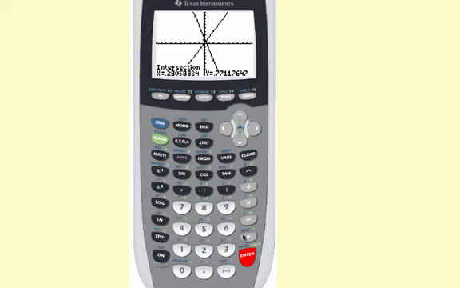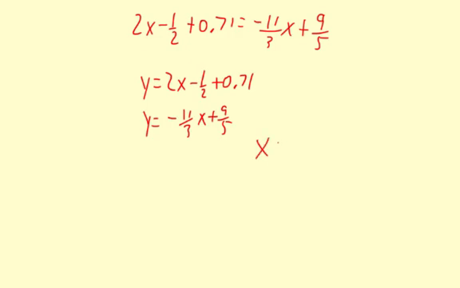So there's no clean decimal answer here. We're going to have to round, and that's okay, because what we're doing here is we're just trying to get a nice close estimate for the solution. So I'm going to put x is about 0.28. Now that's not an exact solution, but it is a pretty close solution.